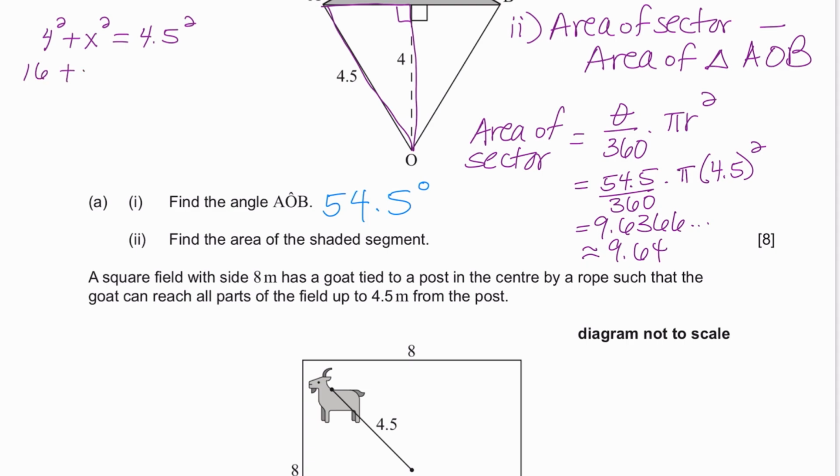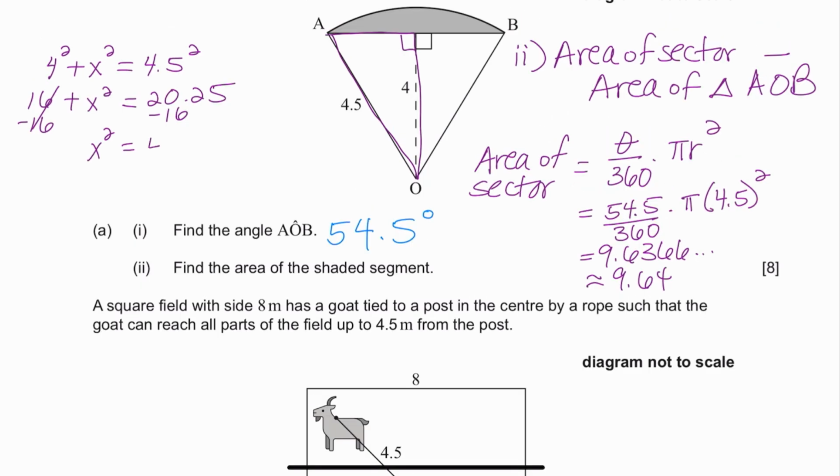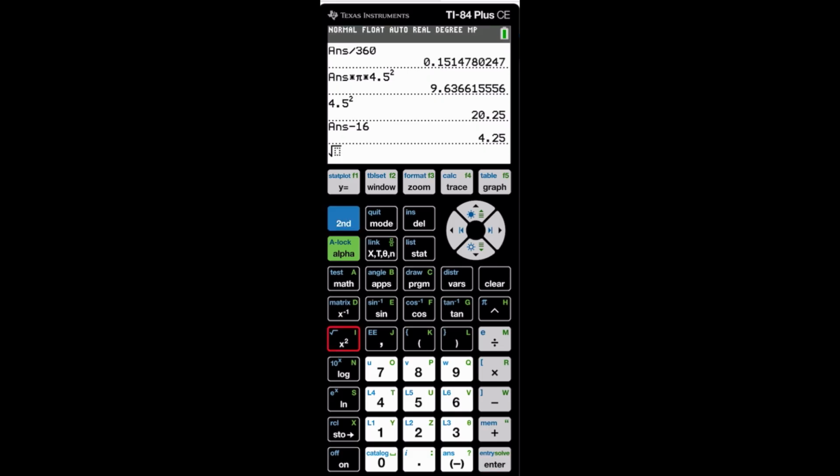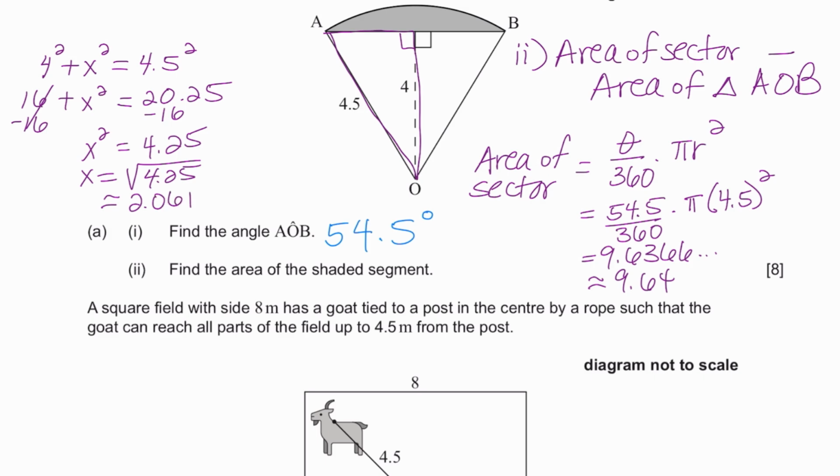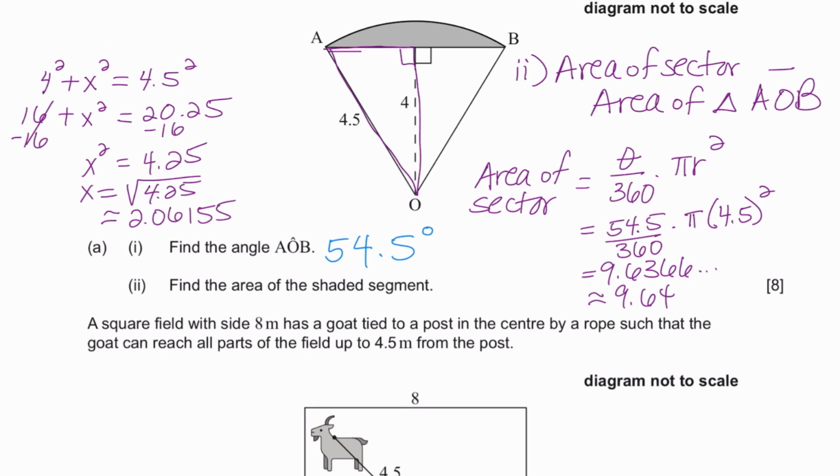We get 16 plus x squared is equal to 20.25. Subtract, and x squared is equal to 4.25. And then let's go ahead and take the square root of 4.25, which is about 2.06155. So right now I found this half. I can multiply the 2.06155 times 2, and that'll give me the entire base of this triangle.